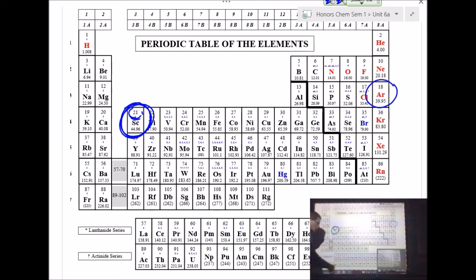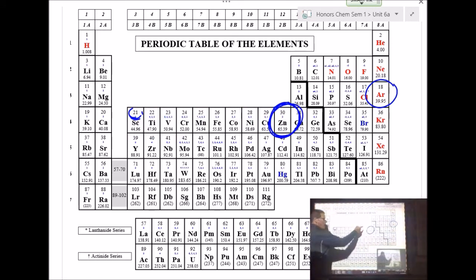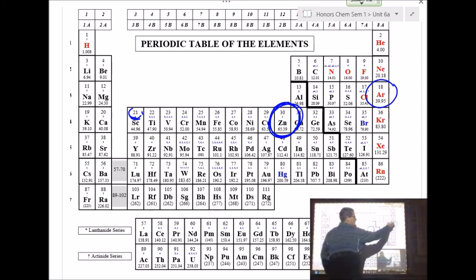Okay? If I look at, and again, not rocket science, if I look at zinc, and zinc has a +2 charge, how many electrons did it lose? 2. So how many electrons does it have remaining? 28, which is not 18.